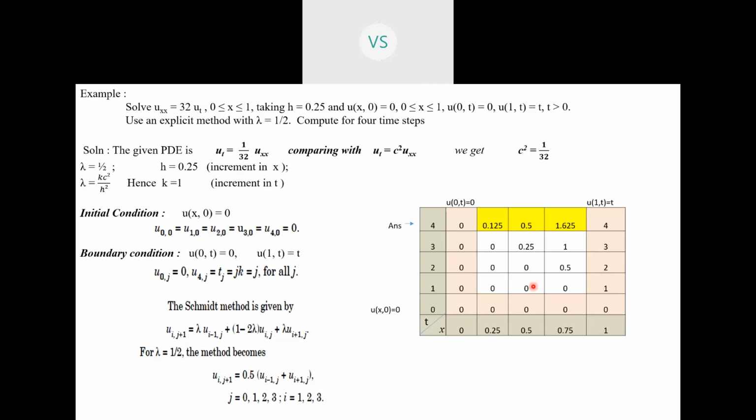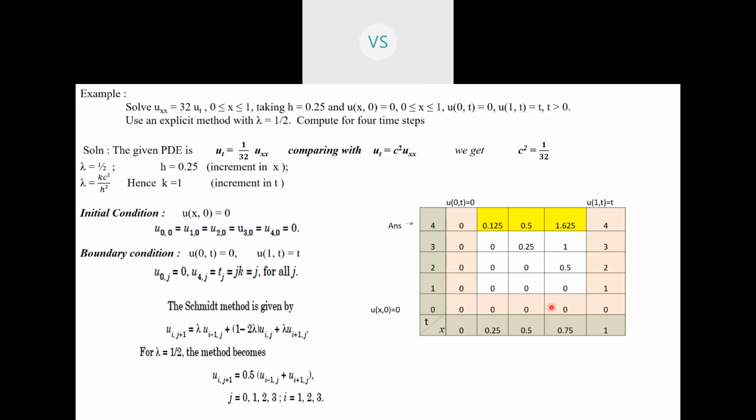For this u, this is the left, this is the middle, this is the right, so again it is 0. For this u, left, middle and right. Like this we have obtained the values at t equal to 1 second. At t equal to 1 second, we have obtained all the values from the previous values.